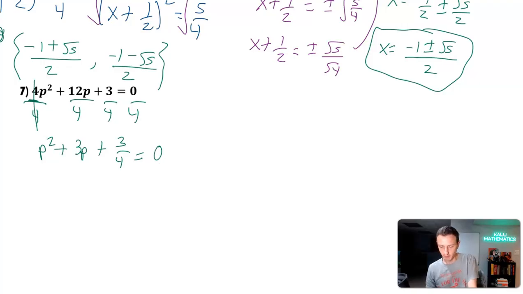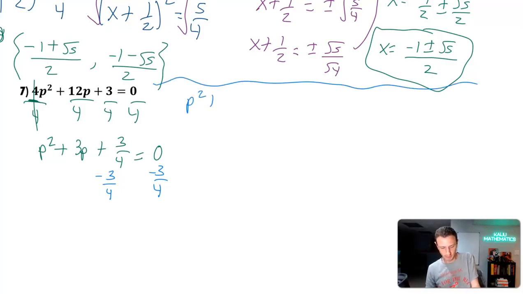Okay. Now, we want to get it into the structure of completing the square. So I want to get rid of the c term. So I'm going to subtract 3/4 from both sides. So I get p squared plus 3p equals 0 minus 3/4 is negative 3/4.